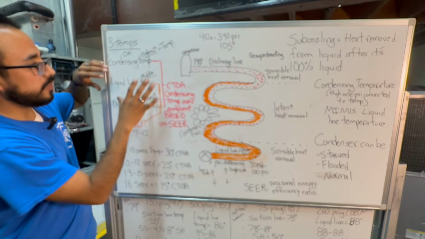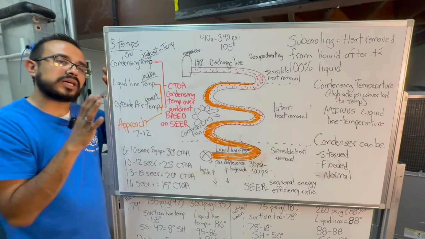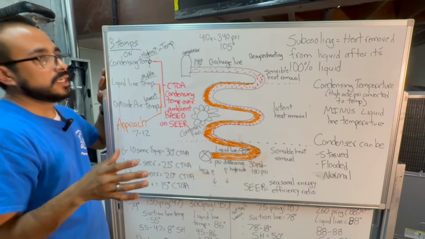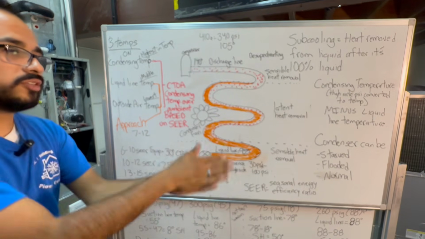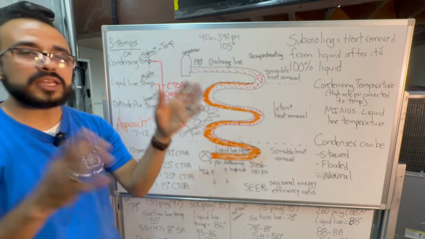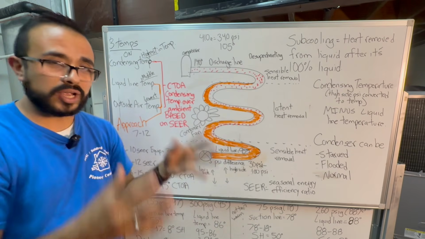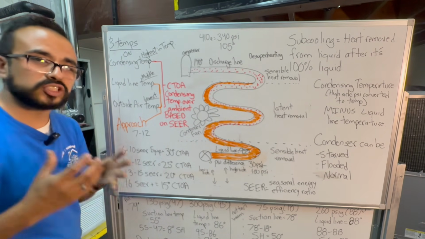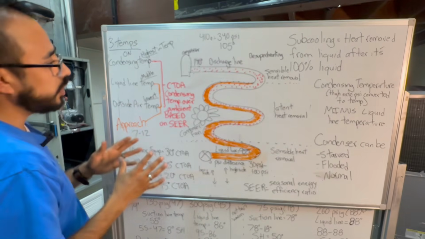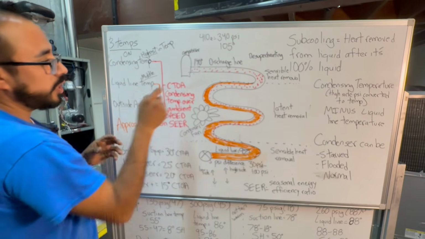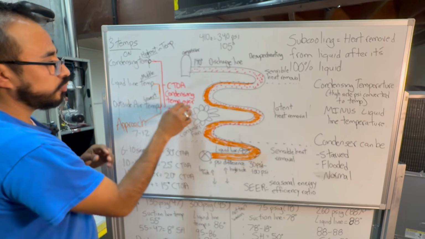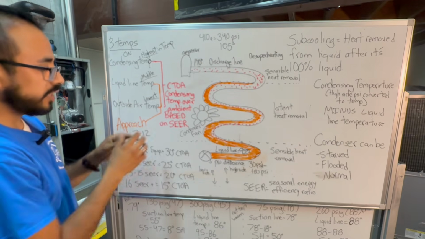So how is it though? And I'm sure you've seen this as you go to systems. Why is it that one system is 380 psi for 410A, another one's 420, another one's 450, another one's 480? Why is it that the pressure fluctuates? Well, it has to do with a term called CTOA, condensing temperature over ambient. And that's based on SEER.